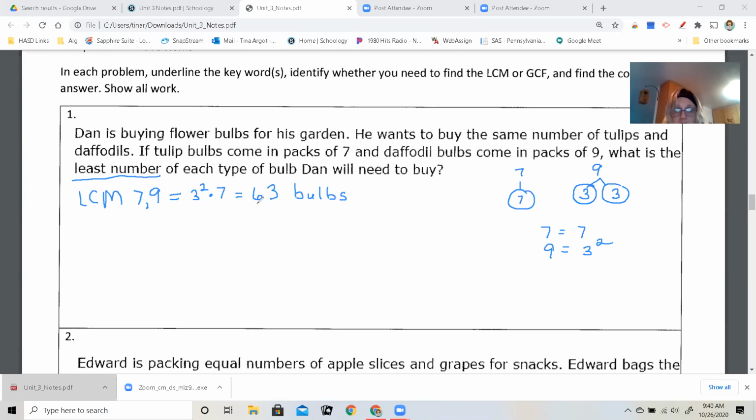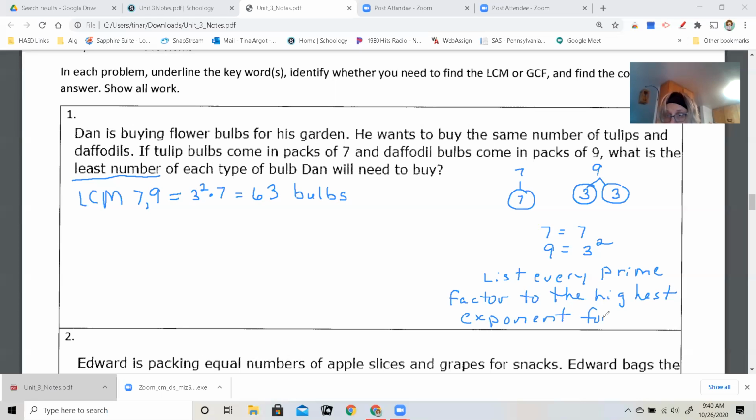Okay, so make sure when you're doing this, you look for your keywords. That's going to tell you if you're going to do a GCF or an LCM. And Mrs. Argott's writing a little reminder there. Remember, you're going to list every prime number one time, and you're going to do it to the highest exponent. All right, we'll give everybody a second to write that down.